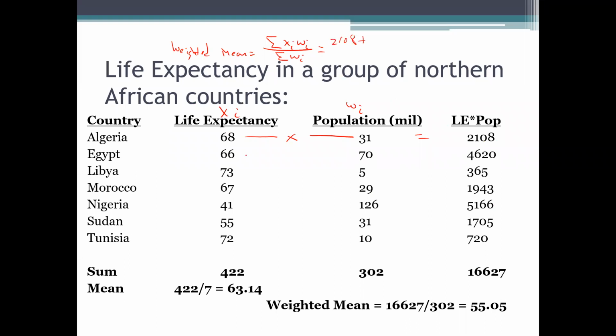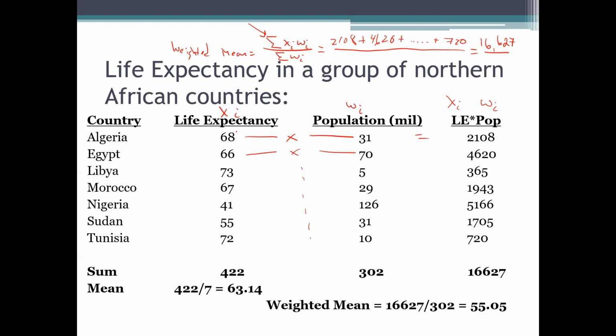Then you're going to add to it. You're going to go to the next variable. You're going to take 66, life expectancy in Egypt, multiplied by the 70 million people who live there. You get 4620. And you're going to keep doing this, okay? Till you get to 72 times 10, which was 720. And then what this tells me here is to sum them up. So I'm summing up each X value times its corresponding weight. And when you do that, you get 16,627.